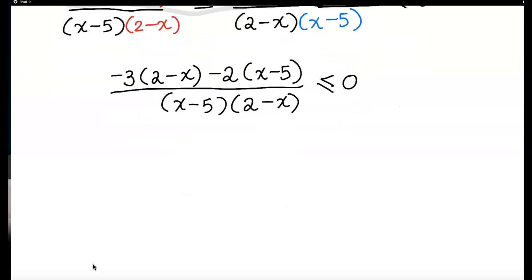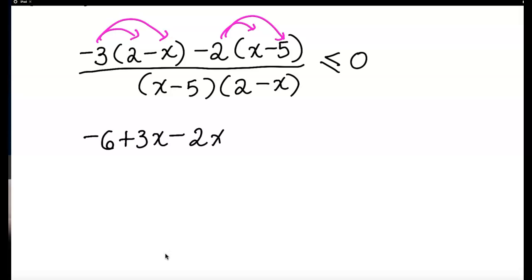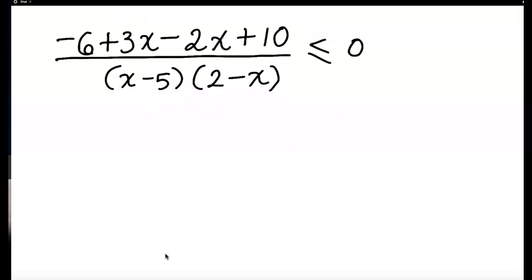Now we need to simplify the numerator. Can you distribute very carefully with signs? I'm going to distribute negative 3, and I'm going to distribute negative 2. When you are done distributing, we should be able to identify some like terms. So I'll get negative 6 plus 3x minus 2x plus 10, all over x minus 5 times 2 minus x. And don't forget, we're trying to solve this inequality, so keep on bringing this less than or equal to 0 down until we are ready to solve it.